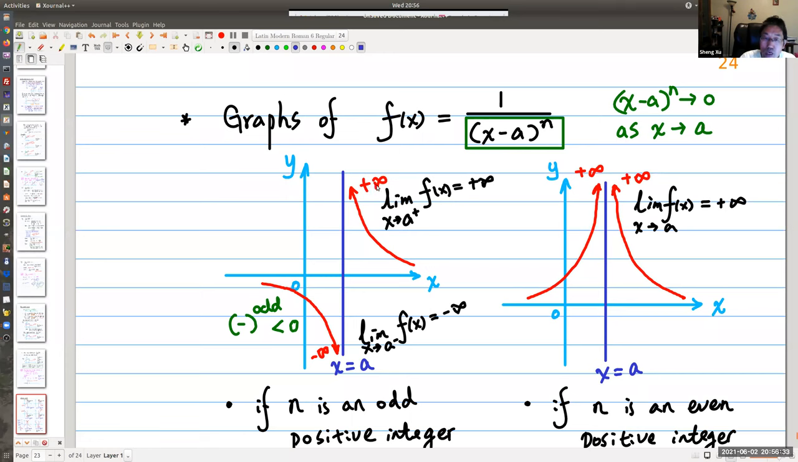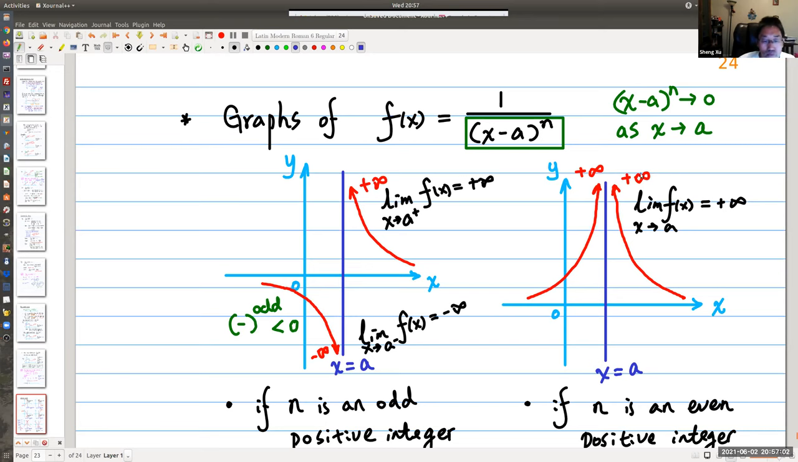Clear? Listen carefully: if x is less than a, so as x approaches a from the left, x is less than a, then x minus a is negative. So you have a negative number to a power, that's still negative, right? So as this negative number gets smaller and smaller, you divide by a smaller and smaller number, but it's negative. So of course, the function goes to negative infinity, right?